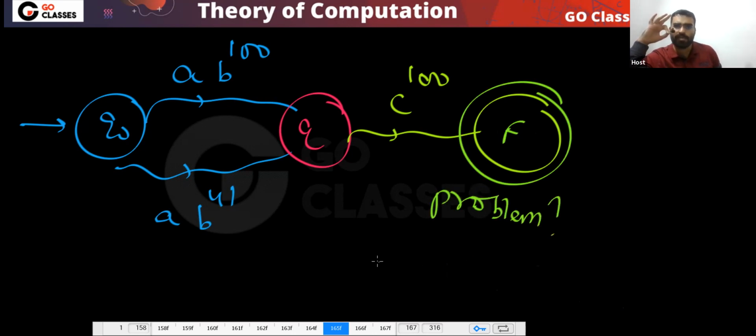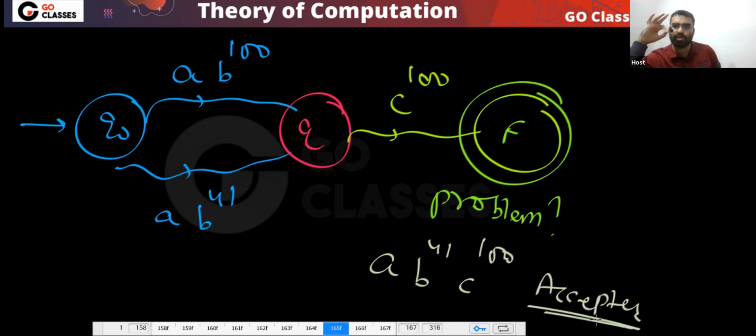What is the problem? The problem is a power 41, b power 41, c power 100 accepted. So that is also a problem. So whatever you do, there is a problem. Correct? Whatever you do, there is a problem. So this language, a star, b power n, c power n, where n is greater than or equal to 0, is non-regular.